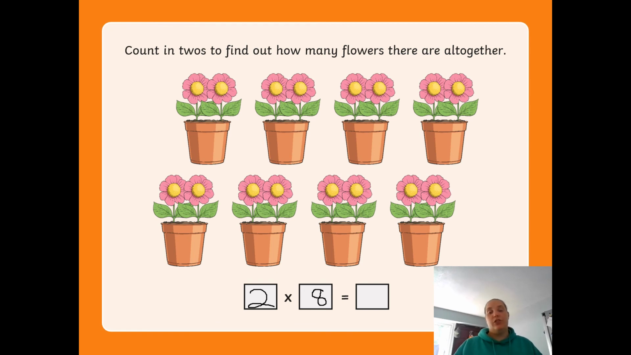So let's hold up our 8 fingers and count in steps of 2. So we've got 2, 4, 6, 8, 10, 12, 14, 16. Well done, everybody. It is in fact 16. Fantastic.